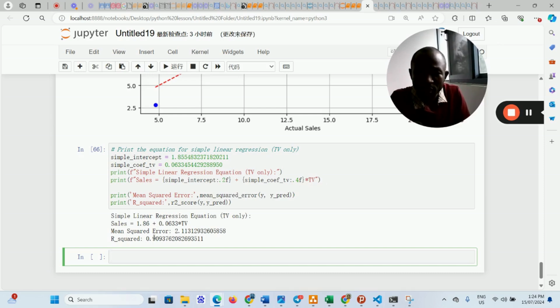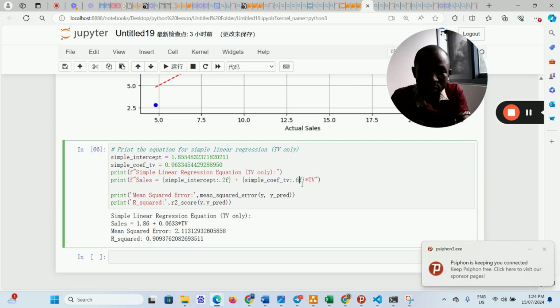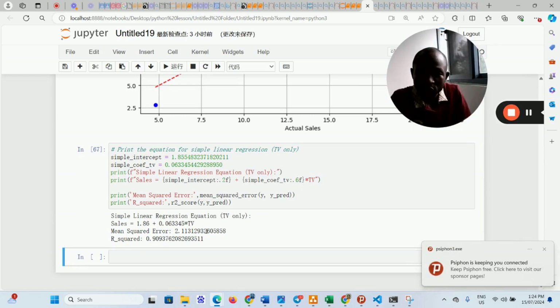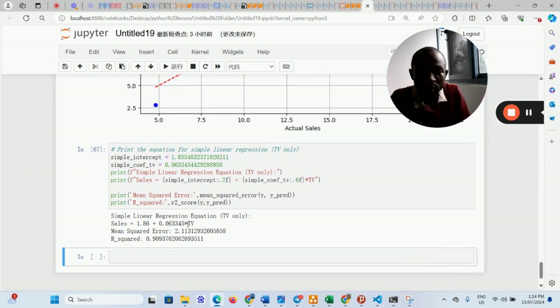So at this point, we have the sale equals the intercept with two decimal places, plus the coefficient with four decimal places: 1, 2, 3, 4. If we place 6 decimal places here, what will happen? It shows that we are going to have 6 decimal places. Then the mean square error is 2 point something and the R square is 0.9.